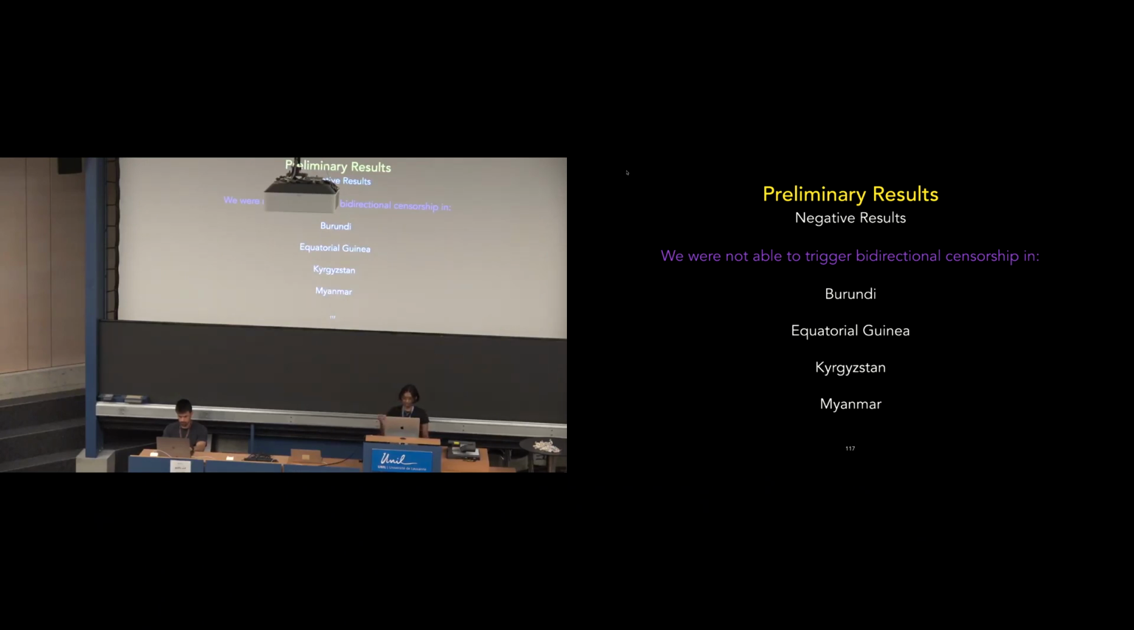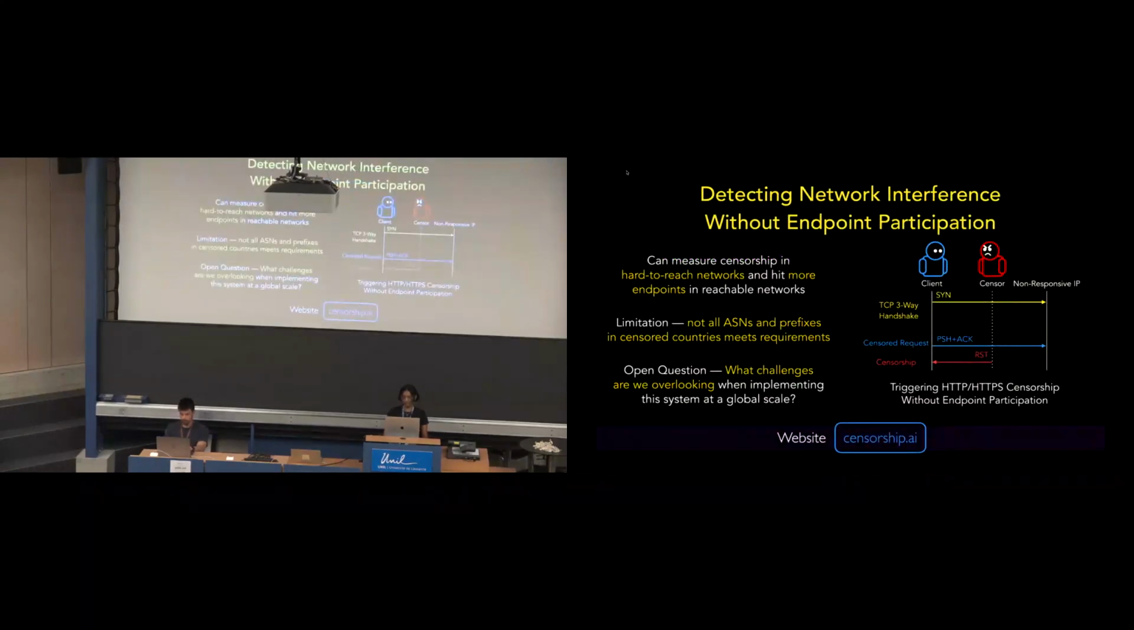And so I just want to close off with the fact that we really do want to use this measurement technique with other systems as well to gain a more comprehensive view of these hard-to-reach networks, or just hit more endpoints within all the networks that are already reachable. But we do have this limitation in that not all countries and networks meet the requirements we set forth. So what we're really trying to understand here is what other challenges are we overlooking when implementing this system at a global scale. That's all for me.